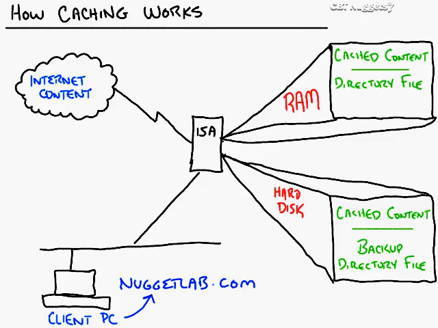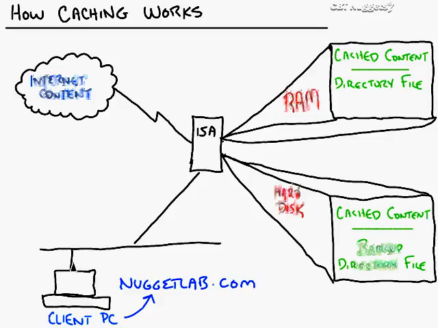If you ask a network administrator how caching works, most of them will just say, well, we store web content locally, which is true, but that's like a 10,000-foot view of a process that is, in my opinion, pretty incredible. The ISA server is always being a proactive partner in your caching mechanism. Watch this. We've got this client PC, and it's going to nuggetlab.com.